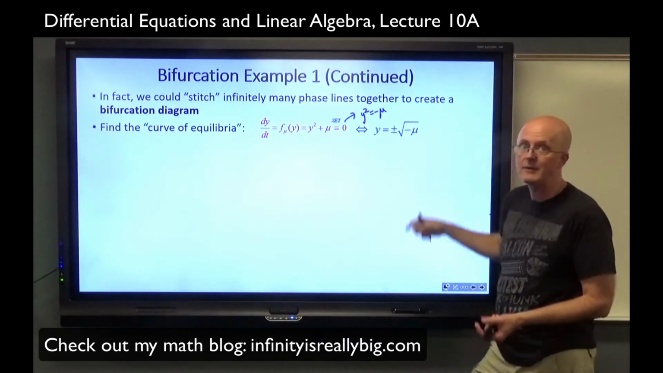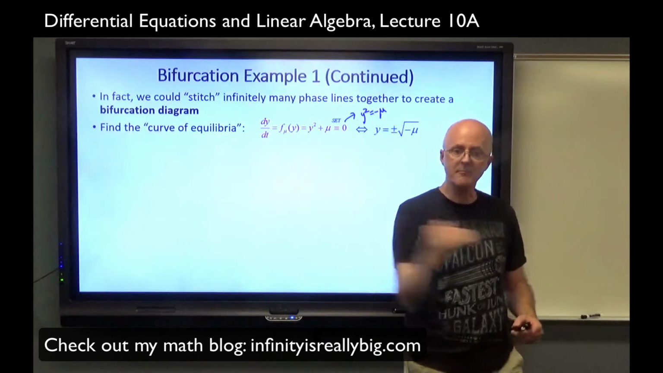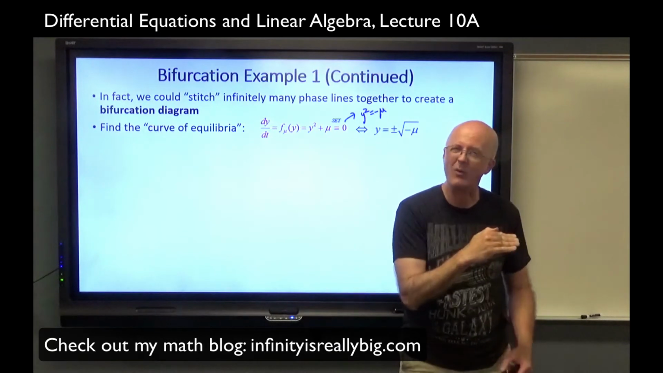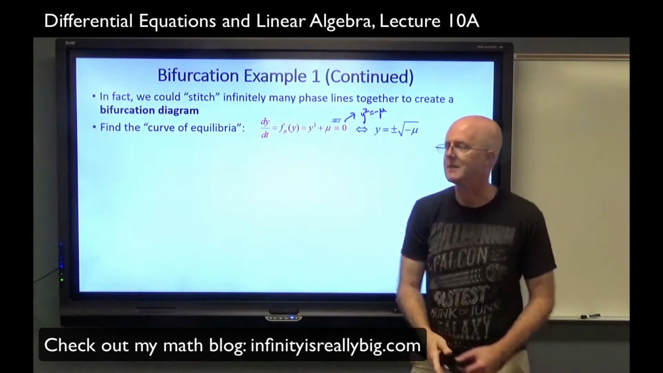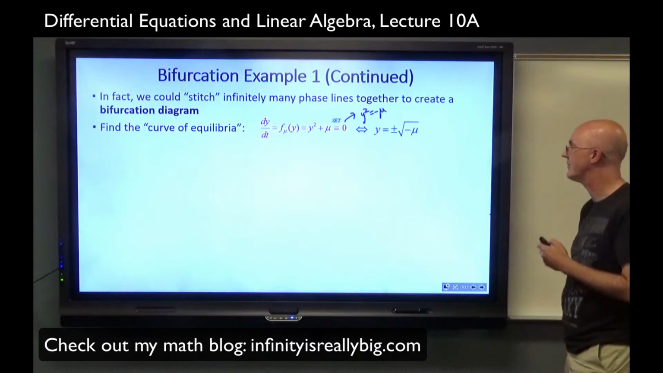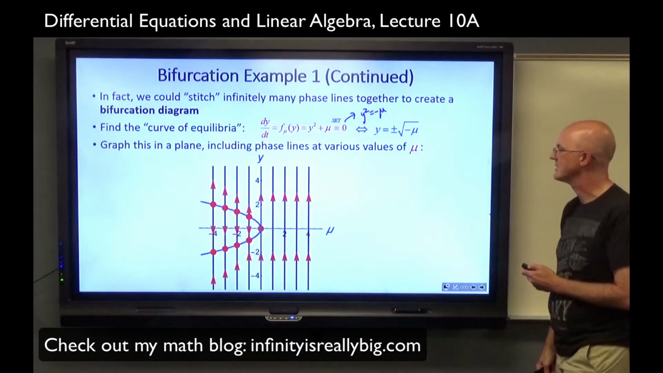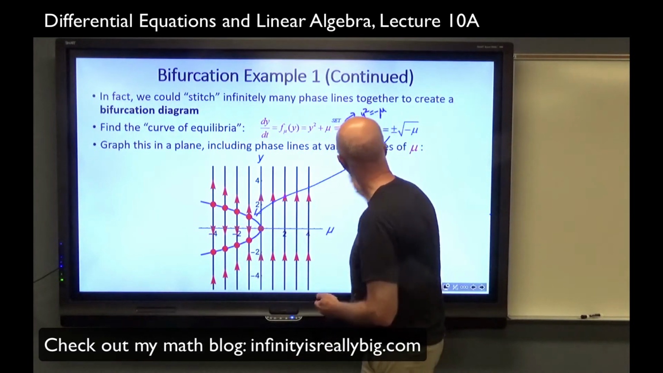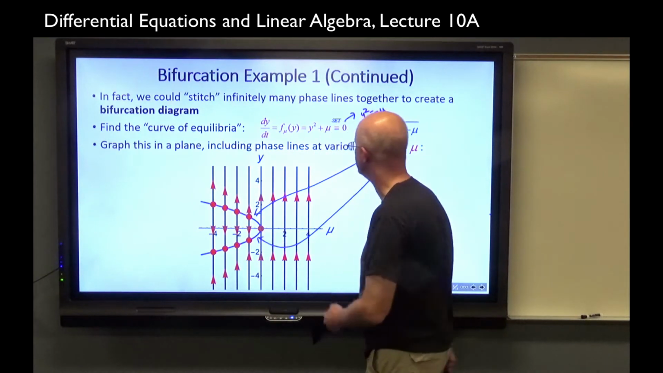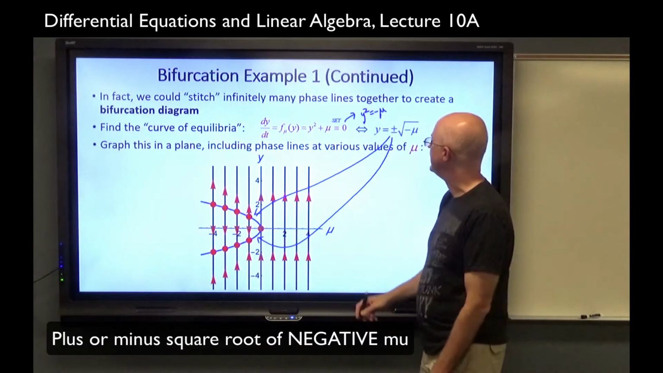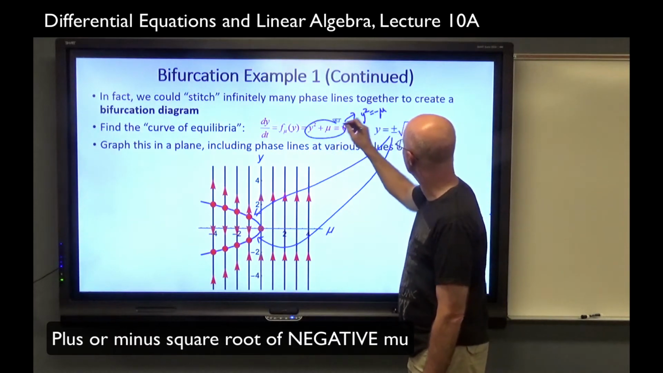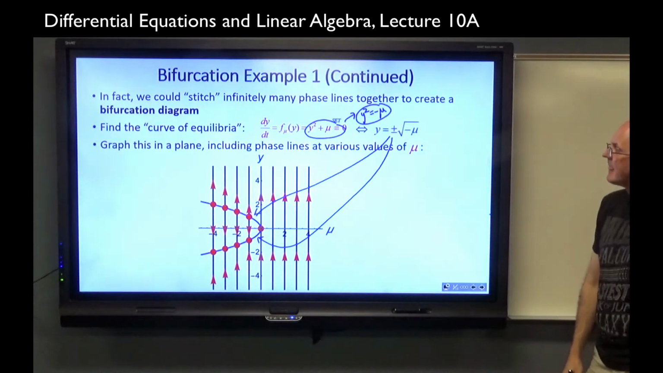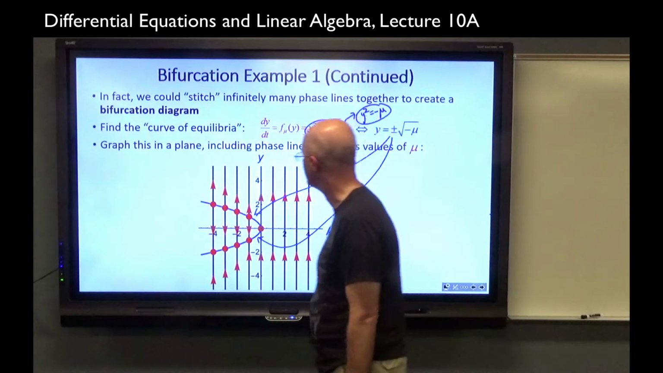These are two functions of mu that I could graph in a new plane, a mu y plane. Y vertical, because I'm going to draw phase lines vertical, mu horizontal. I'm drawing a bunch of different phase lines for a bunch of different values of mu. And these two functions give us a curve, and here's what it looks like. So the blue curve is your two graphs of y equals plus or minus square root of negative mu. Equivalently, it's the graph of this quadratic equation, where I don't necessarily have to take the plus or minus square root. That is the curve of equilibria, the curve of equilibrium points.